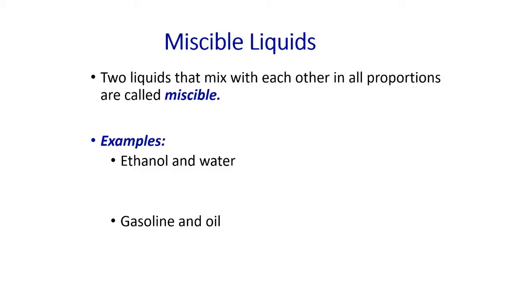So good examples would be some kind of alcohol and water. So ethanol or methanol, both of those have hydrogen bonding. And so does water. And they're small molecules. So is water. So it doesn't matter what ratio I put them in. I can have just a splash of alcohol and a whole bunch of water. I can have a whole bunch of alcohol and just a splash of water. They will all mix together. So they are miscible.